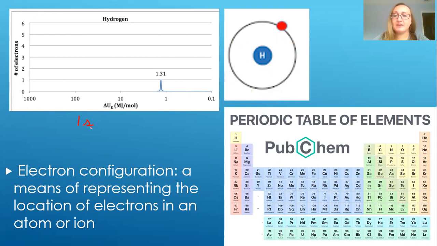Then we have a letter, which basically indicates the shape of the orbital. This is a sphere, so we call it S. And then we have a little superscript up here to indicate the number of electrons that live right here. So we have 1 electron living in the 1s space.